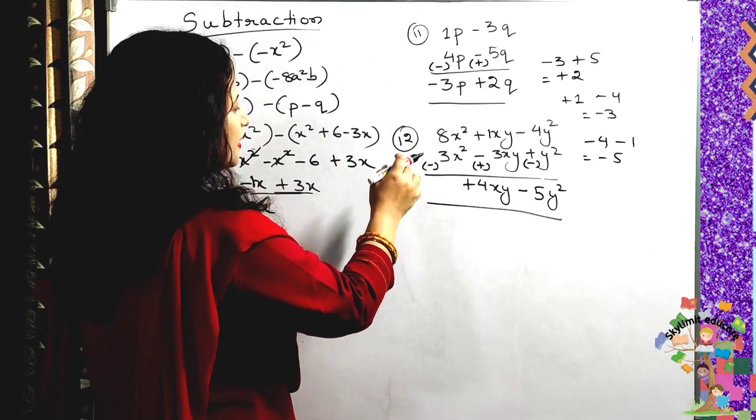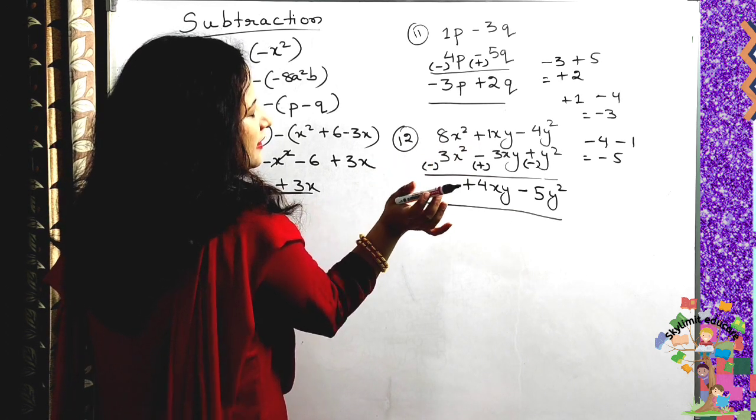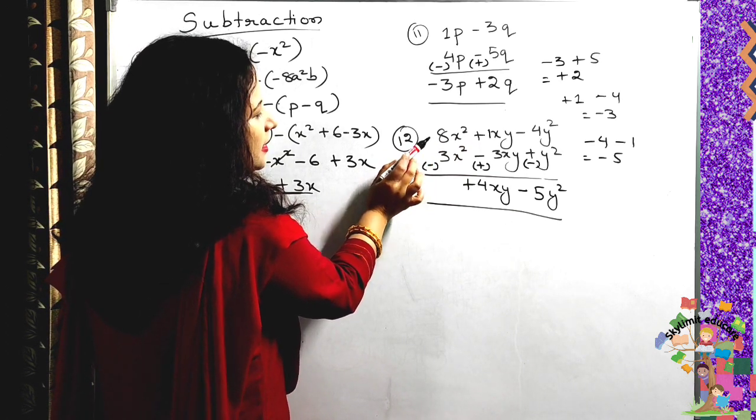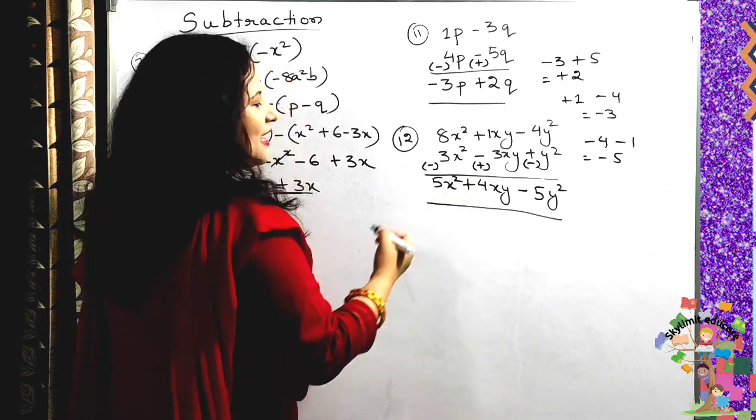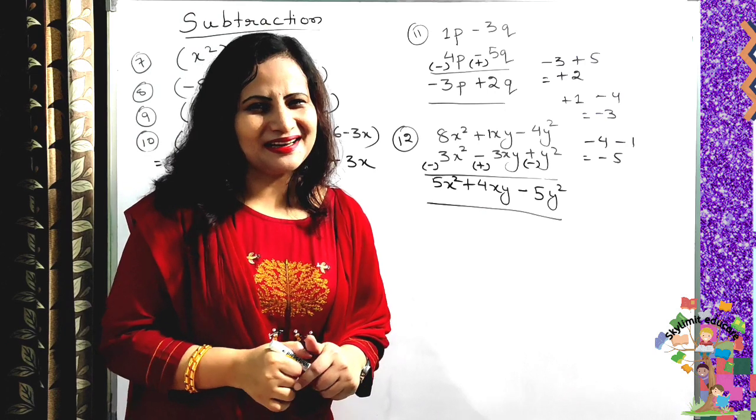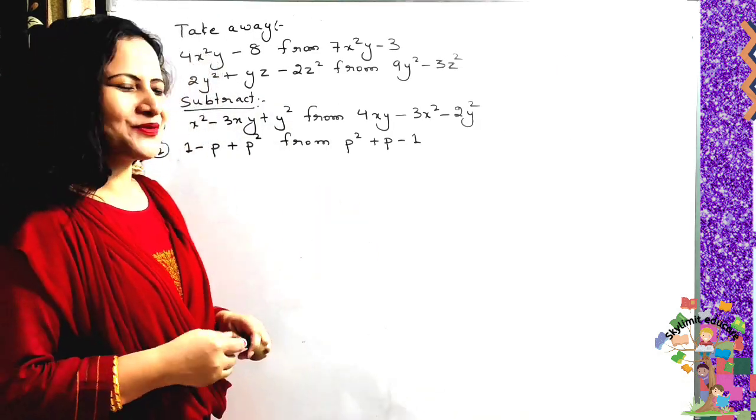Now students, let us come to the next part. You see here it is x square, both are like terms. 8 is there, plus 8 minus 3. So 8 minus 3 will be 5 and the literal coefficient is x square. I hope the idea is getting clear. Now students, let us come to the remaining questions.